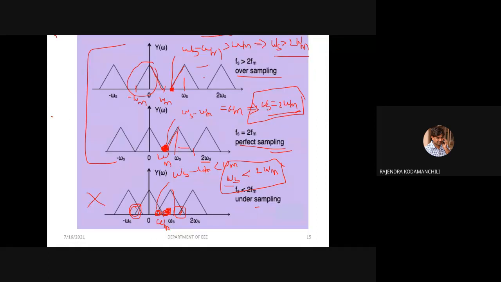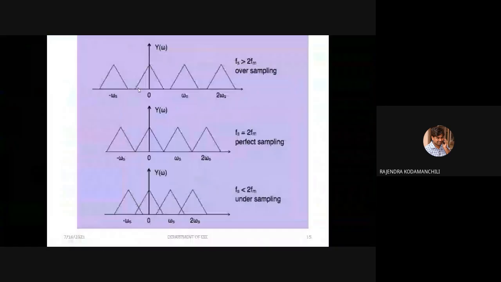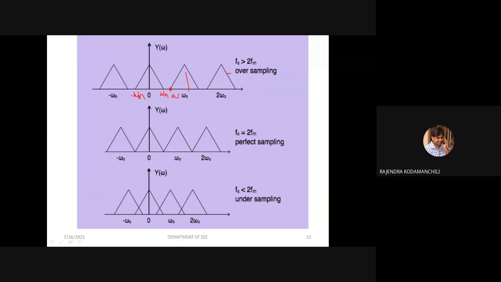So I will tell you once again. In this scenario, the first case, it is plus omega m, minus omega m, and this is omega s. What about this value? Omega s minus omega m. Now omega s minus omega m is greater than omega m. So in this oversampling, the original signals are recovered. Now the second one: here it is omega m, it is omega s, and it is also omega s minus omega m. Those two are equal here. In this scenario, it is the same.